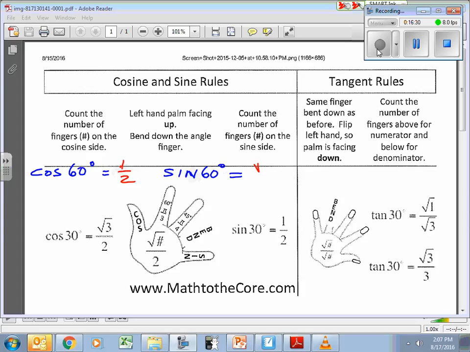And his friend over here is radical 3. All right, how does that one look, right? What's the tangent of 60? It's flipping the fingers. And this is one that's tricky.